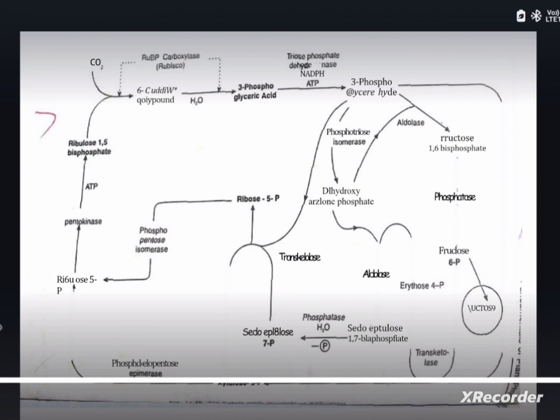So this is a repeated cycle. So it is called the Calvin cycle or dark reaction or carbon fixation pathway.